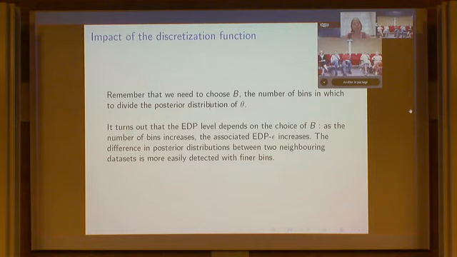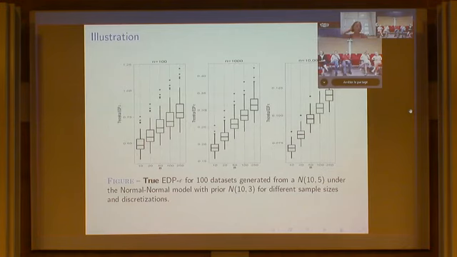So basically what happens is as you increase the number of bins, you automatically get a higher epsilon with empirical differential privacy. When you look at finer and finer bins, you see bigger differences between the posterior distributions. And this is just a quick graph to show you what I've been saying: I have the value of B here, and here I have the true theoretical empirical differential privacy.